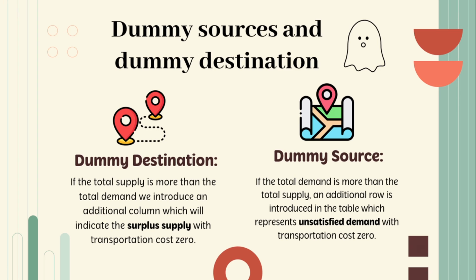Dummy destination. If the total supply is more than the total demand, we introduce an additional column, which will indicate the surplus supply with transportation cost 0. Dummy source. If the total demand is more than the total supply, an additional row is introduced in the table, which represents unsatisfied demand with transportation cost 0.